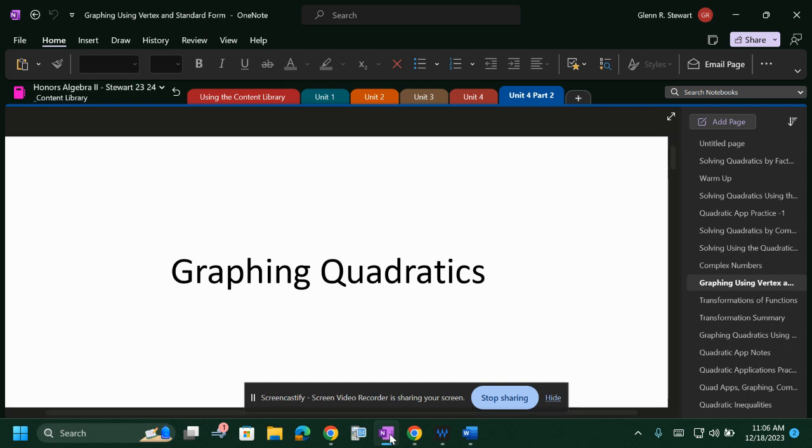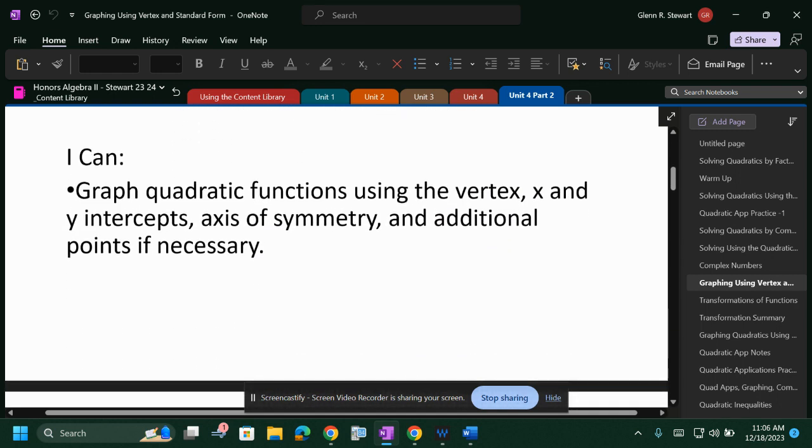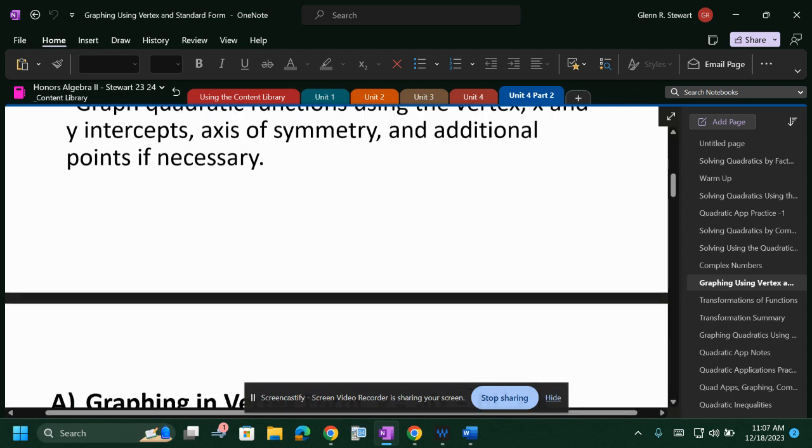Hi everyone, welcome to Graphing Quadratics. Today we're going to talk about graphing and using at least 5 points in order to graph. Includes vertex, x and y intercepts, axis of symmetry, and additional points if necessary.